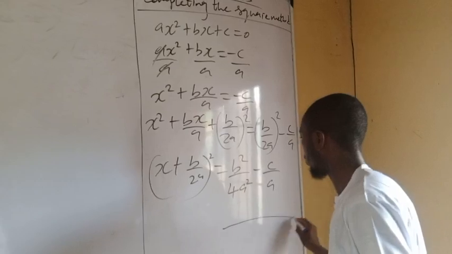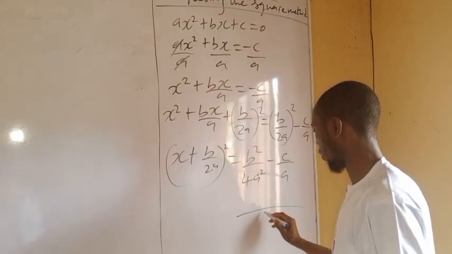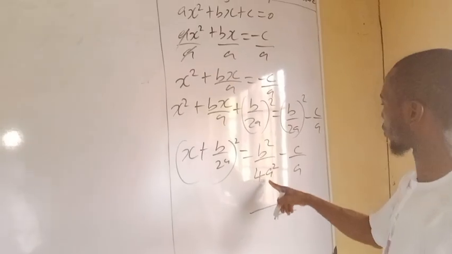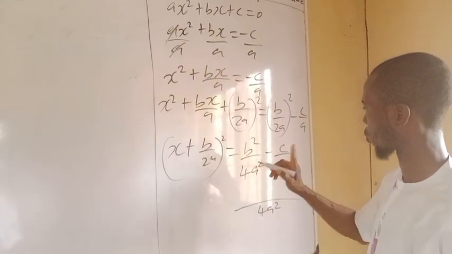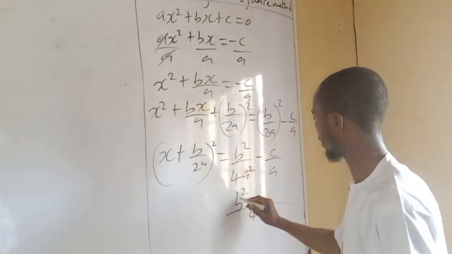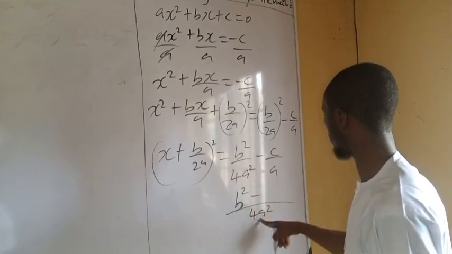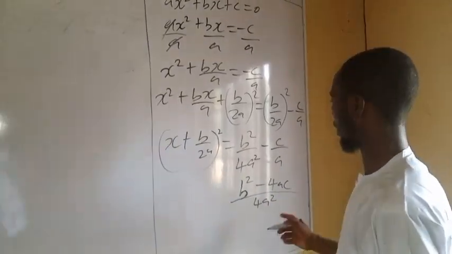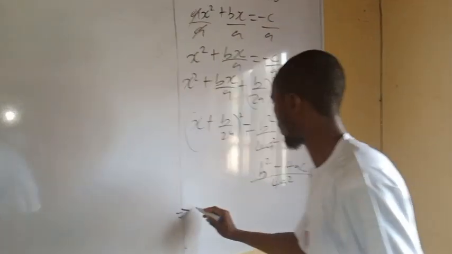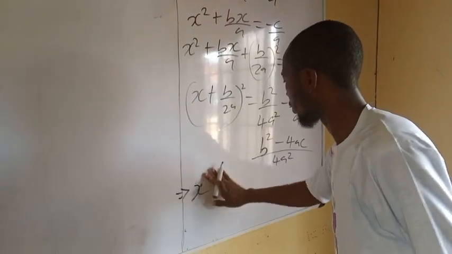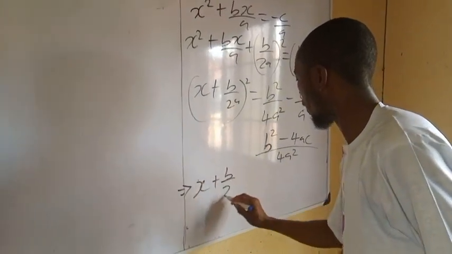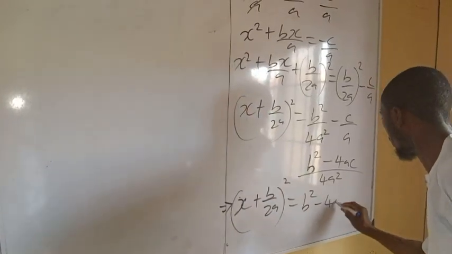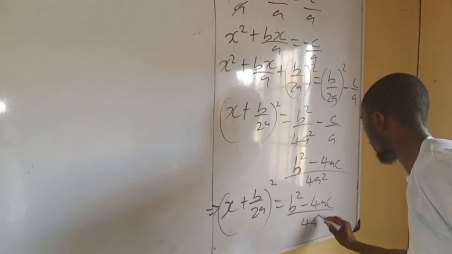Alright, the next thing we do on this right hand side, we collect LCM. LCM of this and this is this. So 4a squared into 4a squared was 1. 1 times b squared was b squared. Minus this into this, we have 4a times c will give us 4ac. Now having done that, it therefore implies that we have that x plus b over 2a all squared is equal to b squared minus 4ac all over 4a squared.